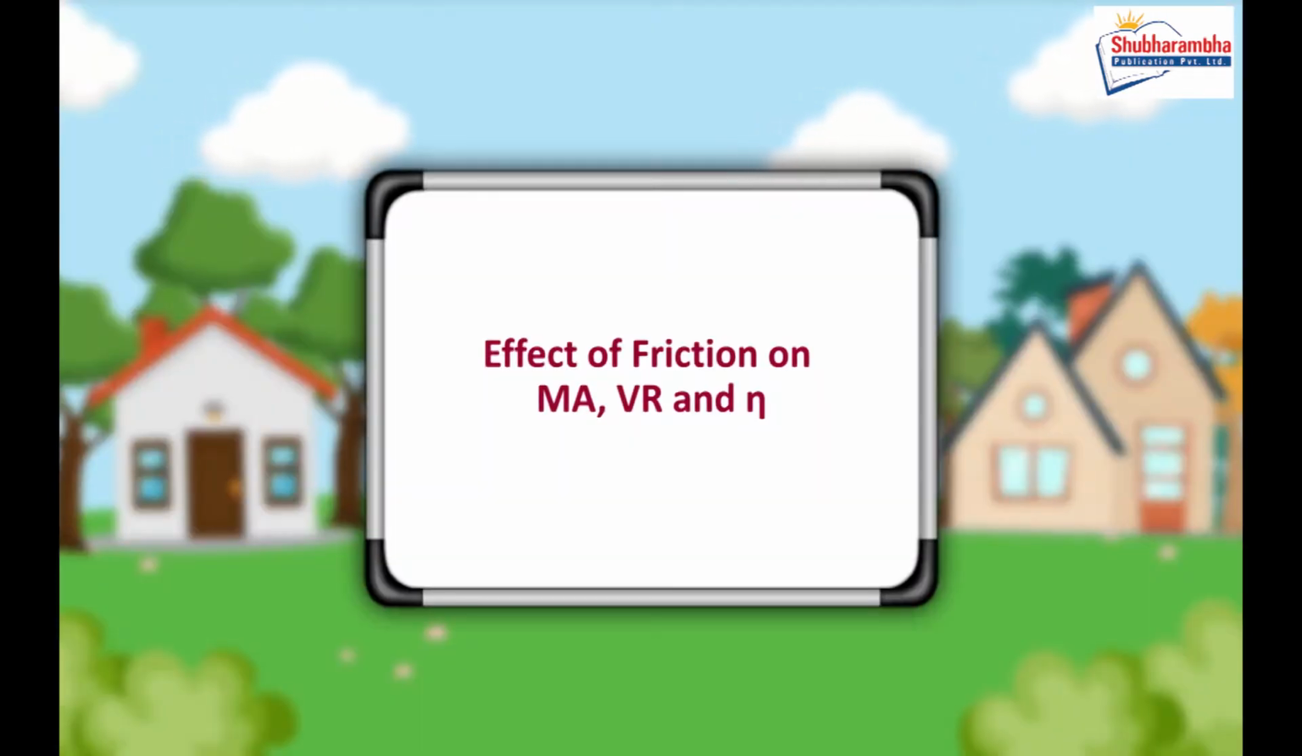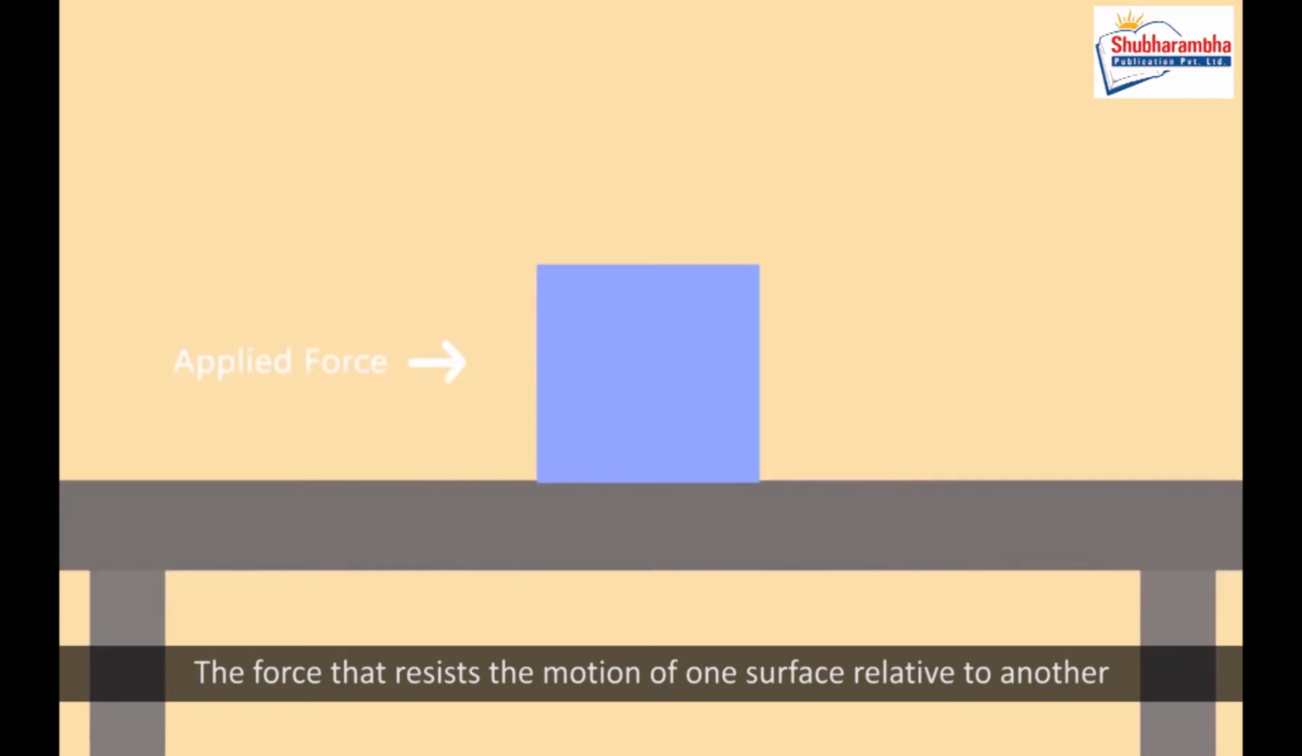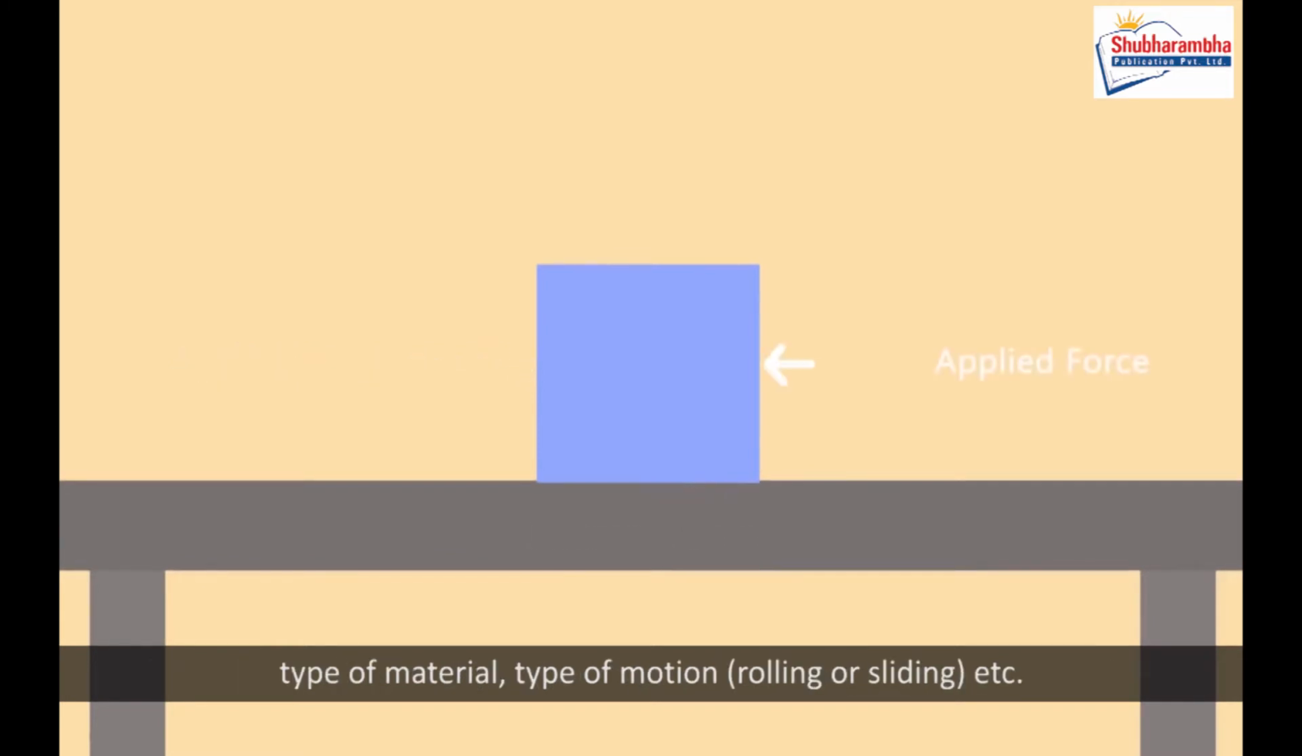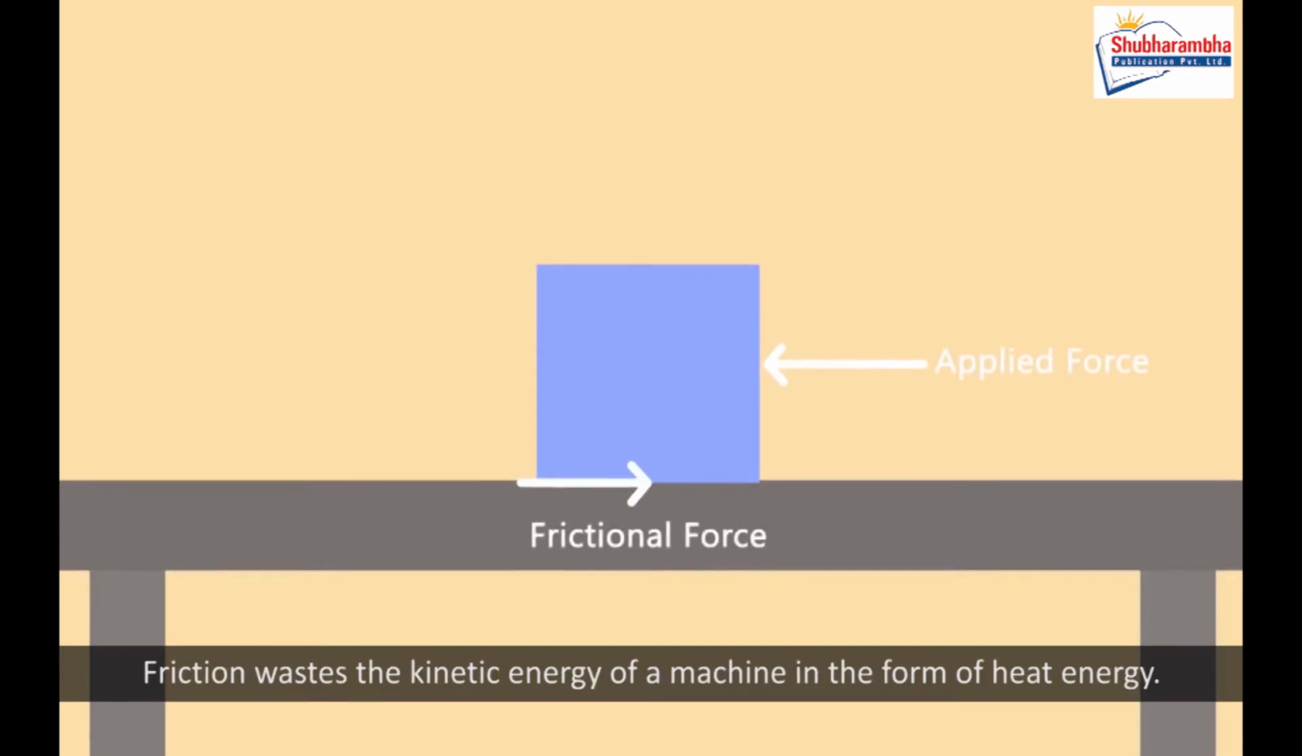Effect of friction on MA, VR and efficiency. The force that resists the motion of one surface relative to another with which it is in contact is called frictional force or friction. The value of friction depends on the nature of the surface, rough or smooth, type of material, type of motion, rolling or sliding, etc. Friction wastes the kinetic energy of a machine in the form of heat energy. Practically, machines cannot be made frictionless. Therefore, friction reduces MA and efficiency of the simple machines.